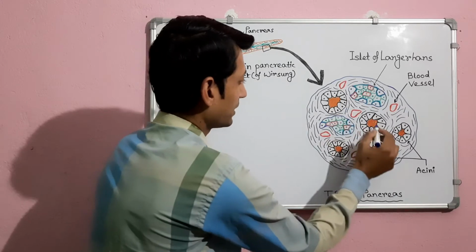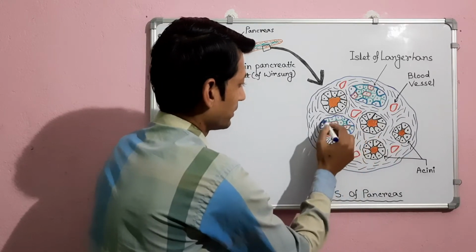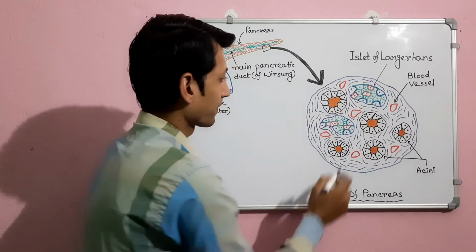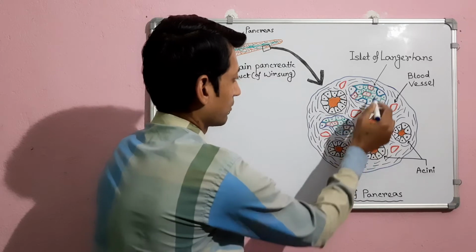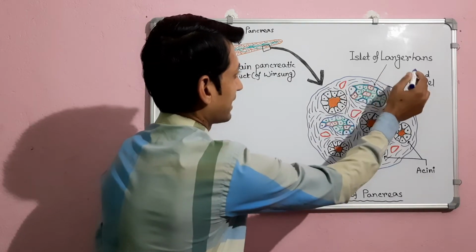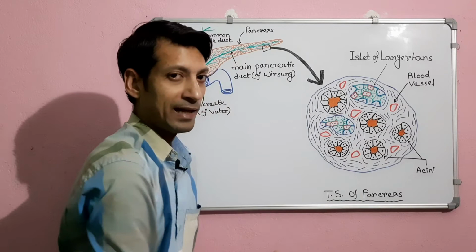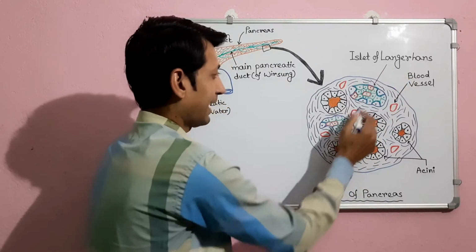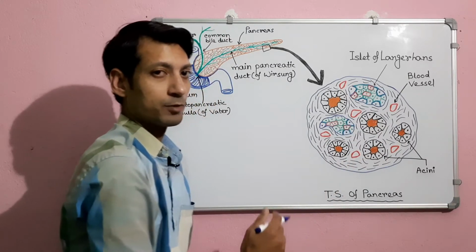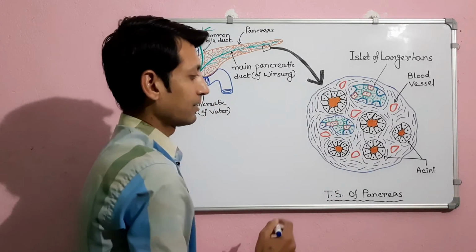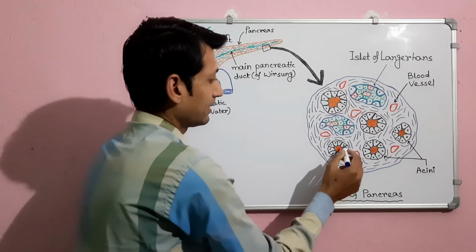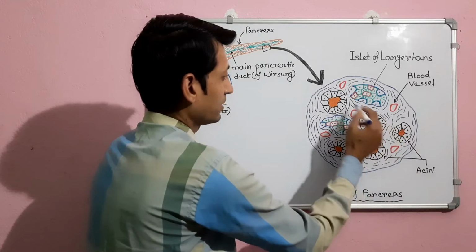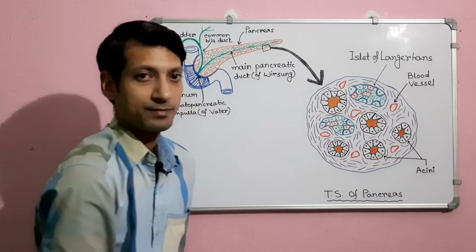Now, in between the exocrine portion, we can see masses of cells of different sizes. These regions are called the islets of Langerhans or the pancreatic islets. These islets of Langerhans form the endocrine portion of the pancreas. So first we will see the secretory portion, or we can say the exocrine portion of the pancreas.